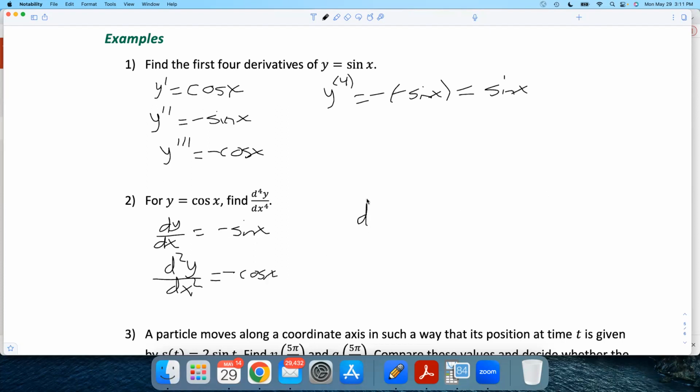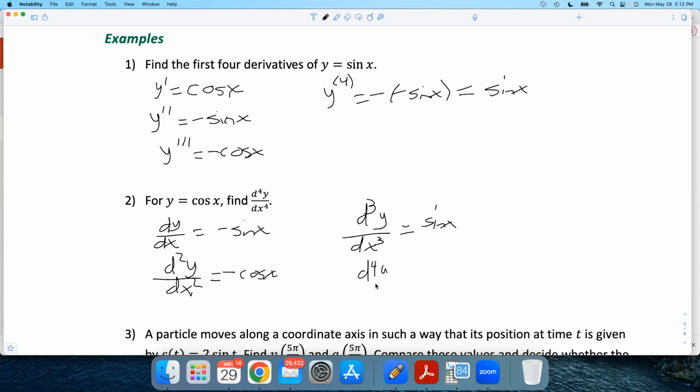The third derivative, this is just fancy notation, means the same kind of thing as this. It's triple prime. It's the third derivative. The derivative of cosine is negative sine times this other negative that already exists. So we're at positive sine.